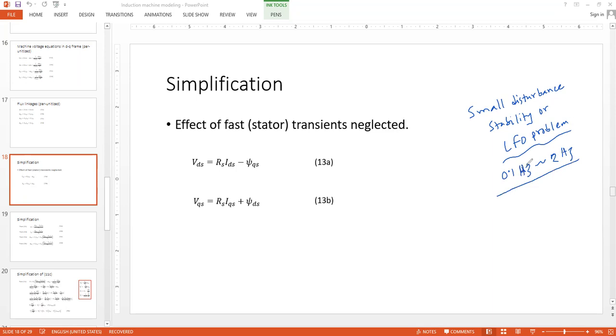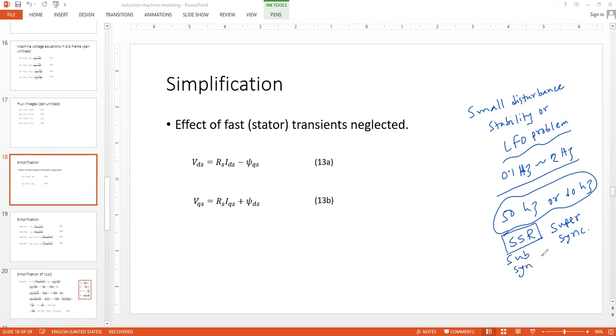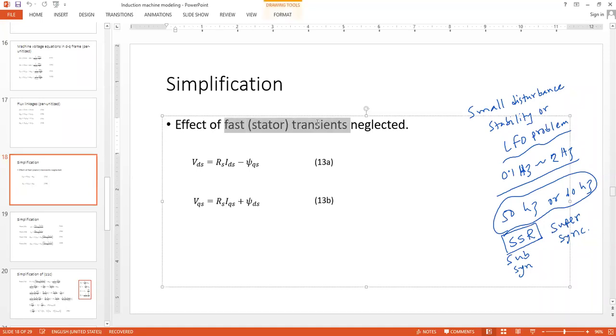So any frequency which is very near to the power line frequency, which is 50 hertz or 60 hertz, any frequency which lies in that zone, we are not going to capture in our modeling. We may neglect them. For example, if we were interested in some analysis known as subsynchronous resonance or some supersynchronous phenomena, in those cases we would have to include what we are neglecting here.